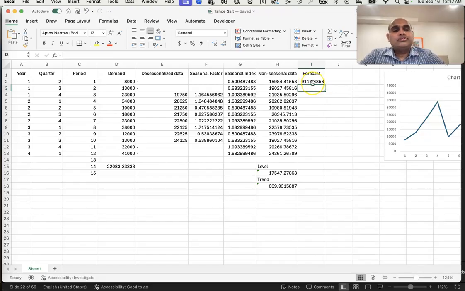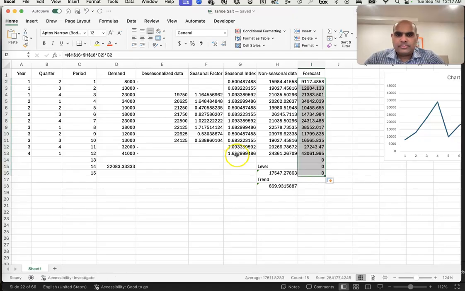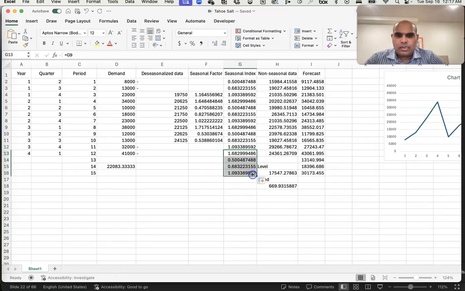Now, why is this useful? This is useful not just to tell us that this might have been the forecast, but also because now we can use this to do error analysis, and we'll do that in the next video. But now, let's do a forecast. I can calculate this to time period 15. The only difference is that I have to calculate my seasonal indices also.